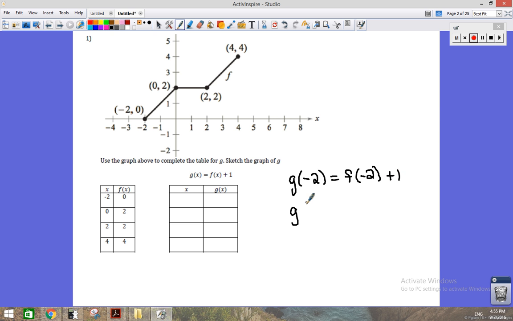So I don't have an equation for f, but I do have a table and a graph that when f is evaluated at -2, I know that the output is 0. So for this new function g, when the input is -2, the output is 1. Alright, so let's continue with this table.